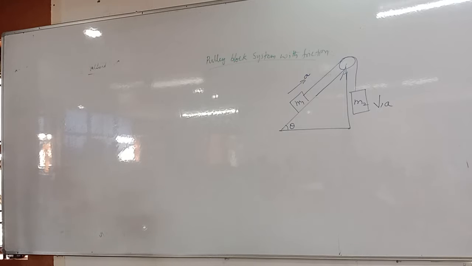Correct. It's going up, no, so you will get plus mu cos theta. Check that once. m2 minus m1 into sin theta minus mu cos theta, divided by m1 plus m2, into g. Correct, m2 minus m1 into sin theta minus mu cos theta by m1 plus m2 into g, that is the acceleration.